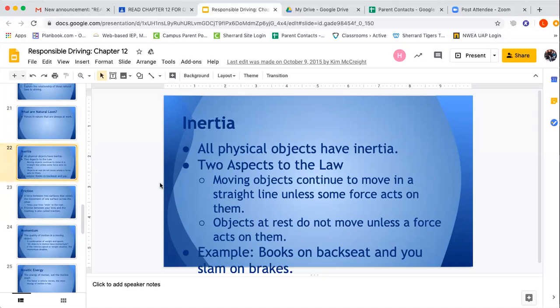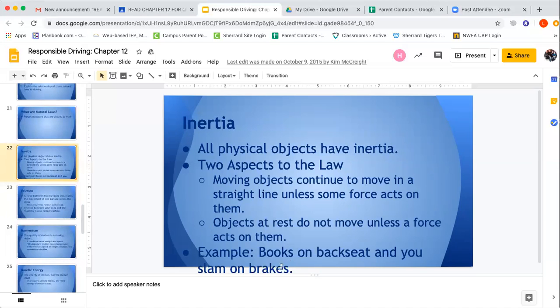Inertia. All physical objects have inertia. There are two aspects to this law. Moving objects continue to move in a straight line unless some force acts on them. So all things move in a straight line, of course, unless there's something that moves them in a different direction. Objects at rest do not move unless a force acts upon them. So, your vehicle is at rest unless you're pushing it from behind, and then inertia.